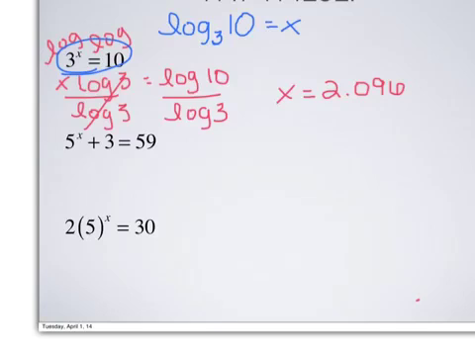Now, the next one is trickier. Let's look at the second one. 5 to the power of x plus 3 equals 59. What do you want to do with that first? Okay, so first let's move the 3.